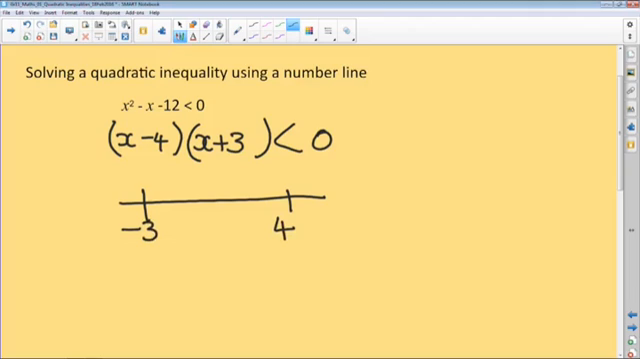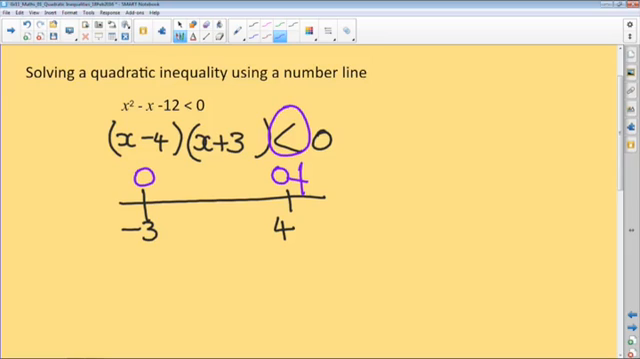Now, with your number line, and looking at this, it is less than 0. So you'll have the critical values minus 3 and then 4. Here, I'm taking the numbers greater than 4, substituting them in this factorized format, and I'm only concentrating on the sign, all right? So if I put a 5, that's going to be 5 minus 4, which is a 1, 5 plus 3, 8, 8 times 1, you get a positive answer, all right?